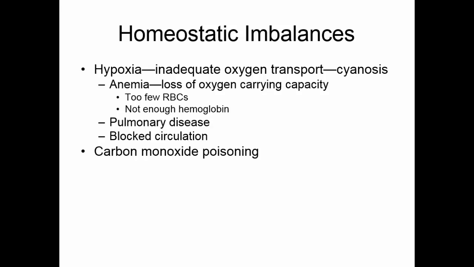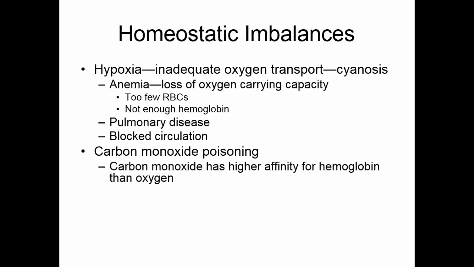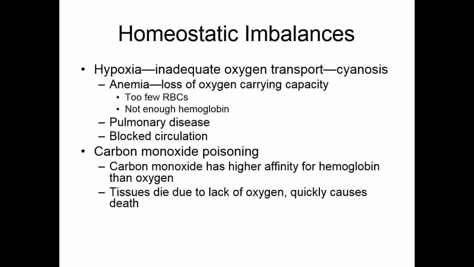Carbon monoxide is a gas that is produced whenever things burn. Carbon monoxide has a higher affinity for hemoglobin than oxygen does. Hemoglobin likes carbon monoxide 200 times better than it likes oxygen. So even a little bit of carbon monoxide in inhaled air can knock oxygen off of hemoglobin, and the carbon monoxide now is carried on the hemoglobin. The tissues will die as a result of lack of oxygen, and this can happen very quickly. It can quickly cause death.